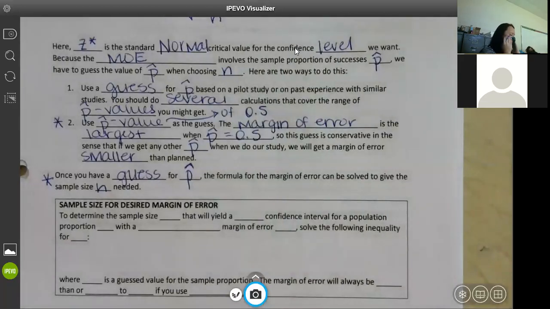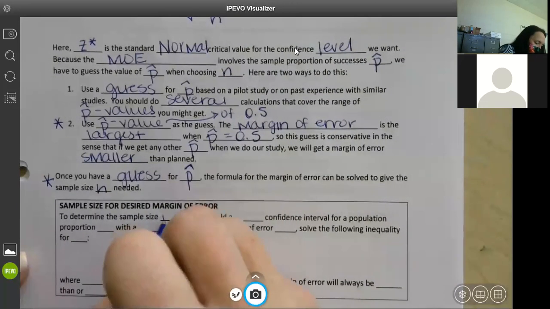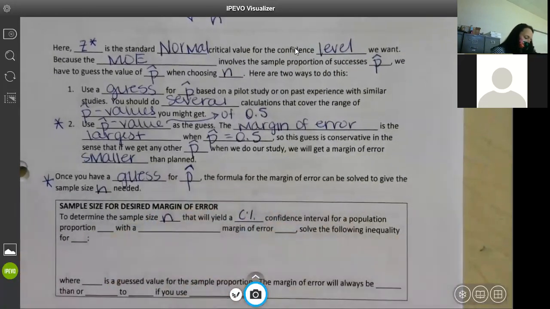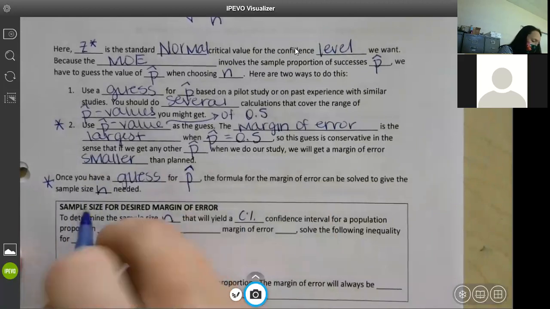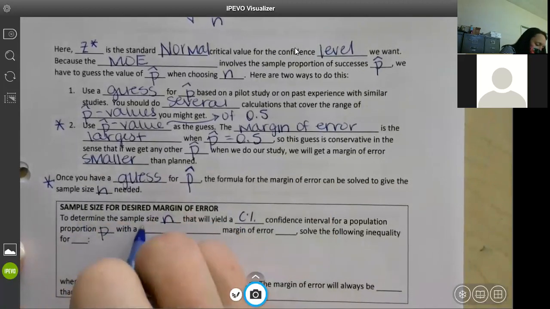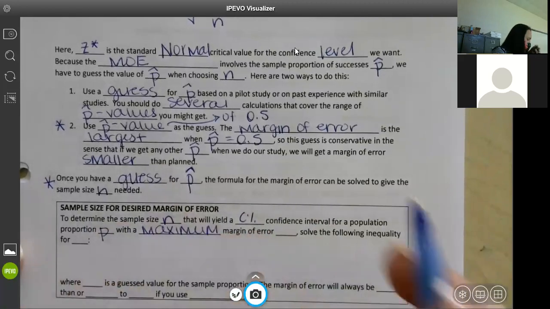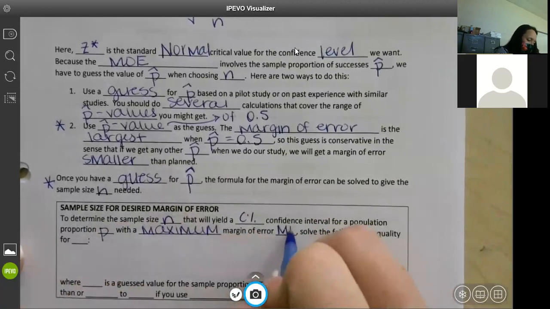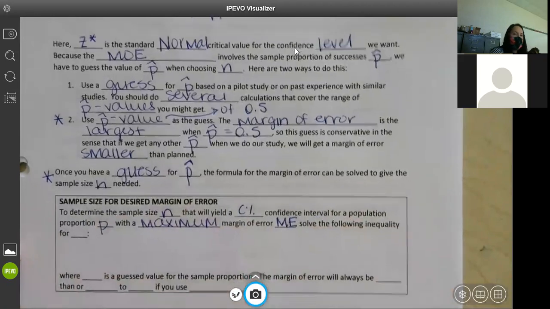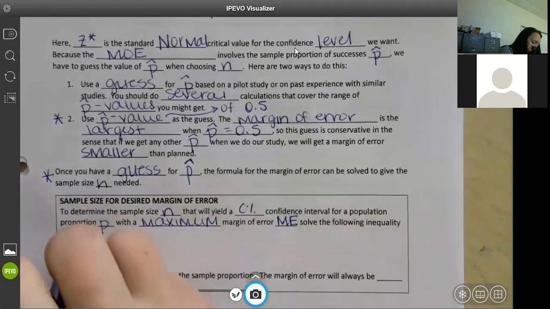Sorry, y'all. To determine the sample size n that will yield a C% confidence interval for a population proportion P with a maximum margin of error ME, solve the following inequality for n.